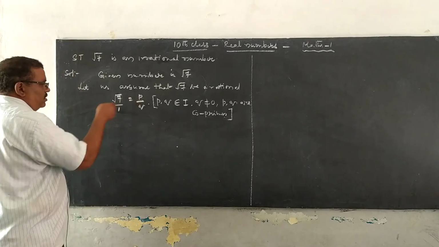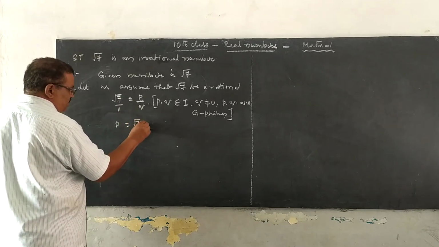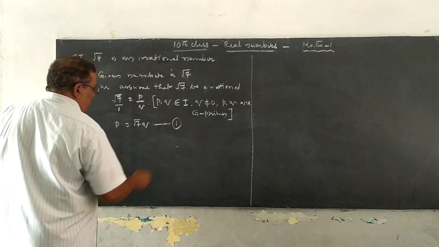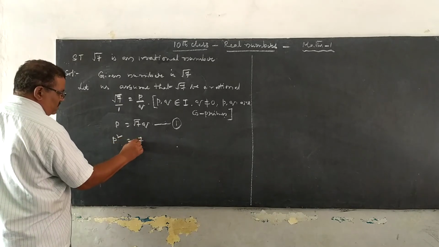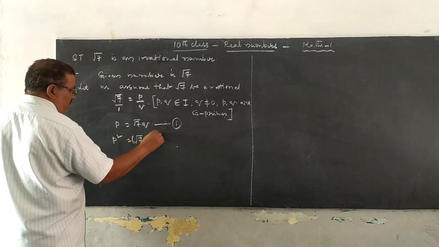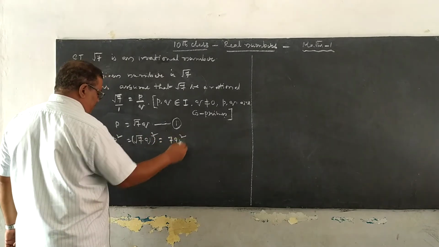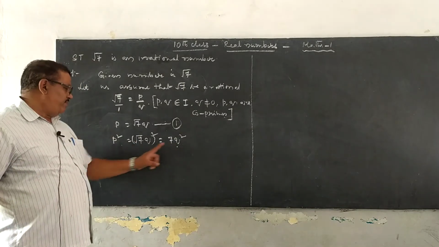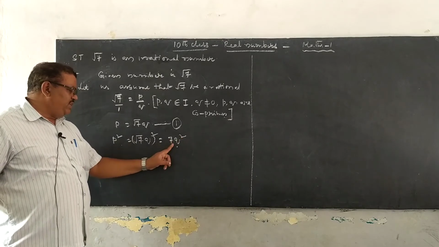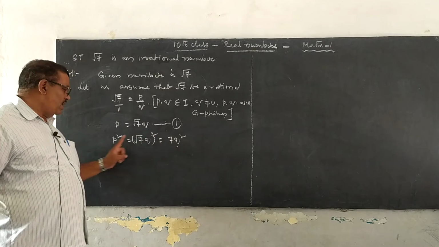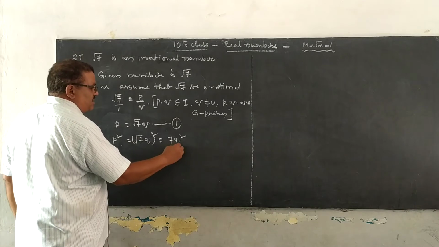Now do cross multiplication: p into 1, p equals root 7 q. This is taken as equation 1. Squaring on both sides of equation 1, you get p square equal to root 7 q whole square. When we expand this, you get 7 q square. So p square is equal to 7 into q square. 7 is one factor of p square, and q square is another factor of p square. That means p square can be resolved into a product of two factors, 7 and q square.